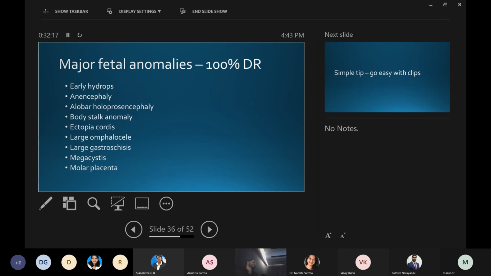One is early hydrops, another is anencephaly, alobar holoprosencephaly, body stalk anomaly, ectopia cordis, where the heart is outside the chest, large omphalocele, large gastroschisis, megacystis, molar placenta. So this list, always have it with you. Be well versed with their appearances and always look for them in the first trimester scan.